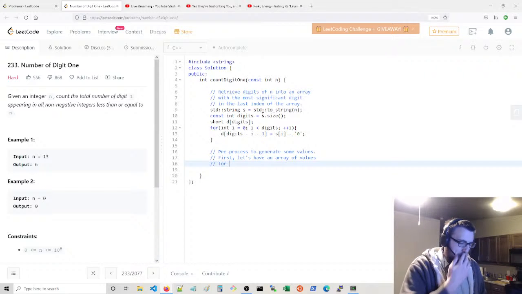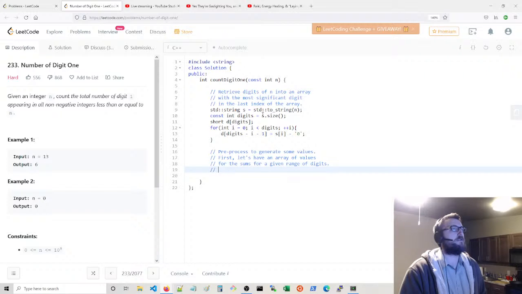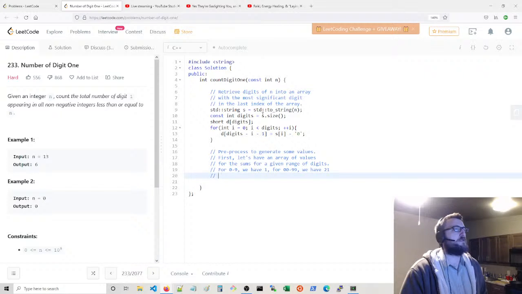for these sums for a given range of digits. For 0 to 9, have 1. For 10 to 99, we have 20, 21. 0 to 999, 321, etc.